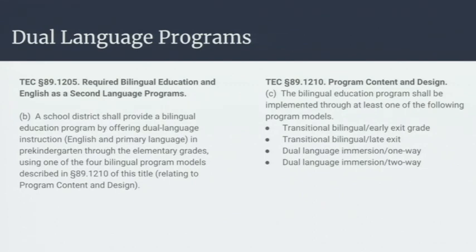Texas Education Code 89.1205 delineates that a dual language program shall be provided in pre-kindergarten through the remainder of the elementary years through one of the four program models showing on the screen.